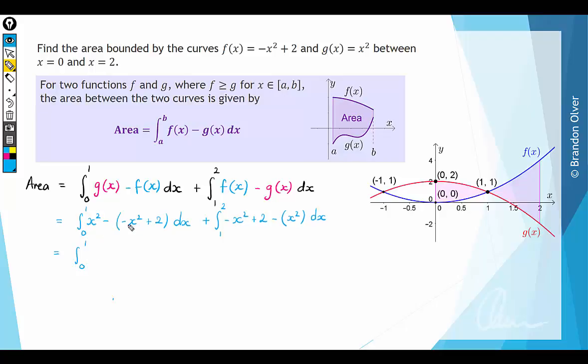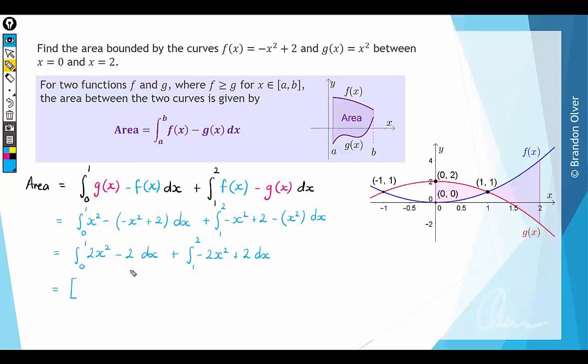And then if we clean this up, we find that that's the integral between 0 and 1. x squared minus negative x squared gives 2x squared in total. And then we have minus 2 dx, and then we have plus the integral going between 1 and 2, and here we have minus x squared, which is going to give minus 2x squared, and then plus 2 is still there with respect to x.